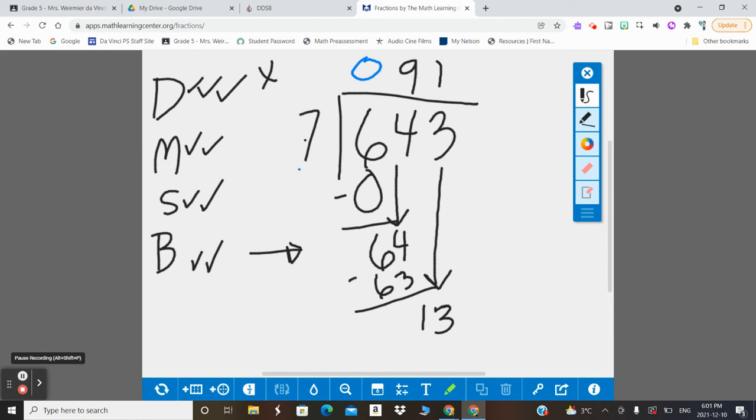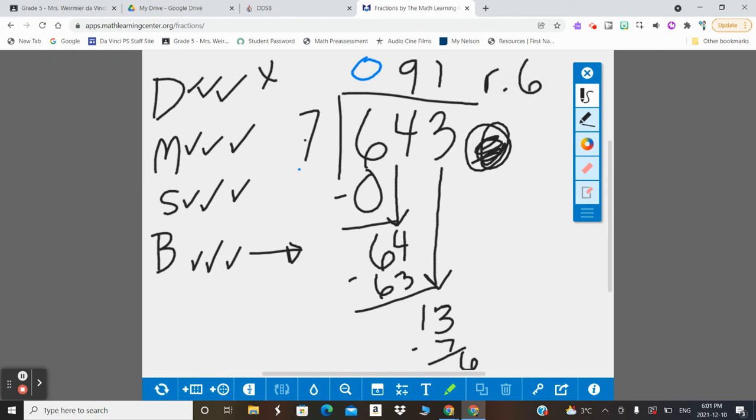Now I'm going to multiply. 1 times 7 is 7. And when I do 13 minus 7, I get 6. And there's nothing left to bring down, right? I'm all done. There's nothing here. So my answer is 91 with a remainder of 6.